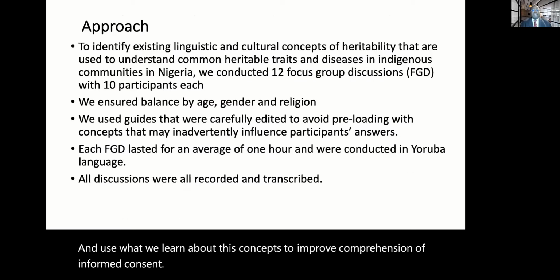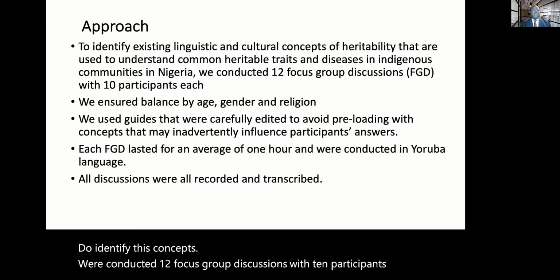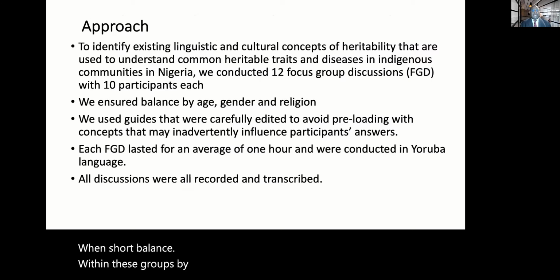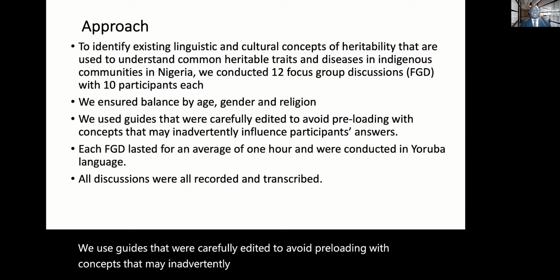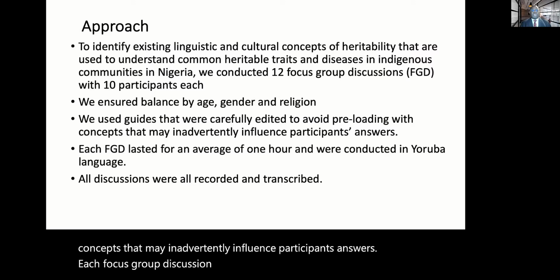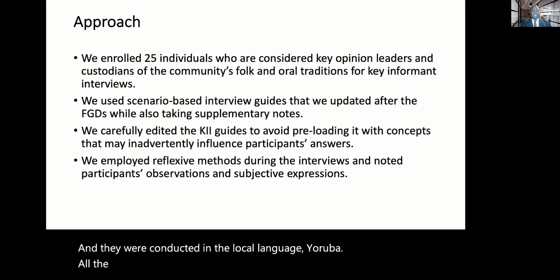To identify these concepts, we conducted 12 focus group discussions with 10 participants each. We ensured balance within these groups by age, gender, and religion. We used guides that were carefully edited to avoid preloading with concepts that may inadvertently influence participants' answers. Each focus group discussion lasted an average of 1 hour, and they were conducted in the local language, Yoruba. All the discussions were recorded and transcribed.